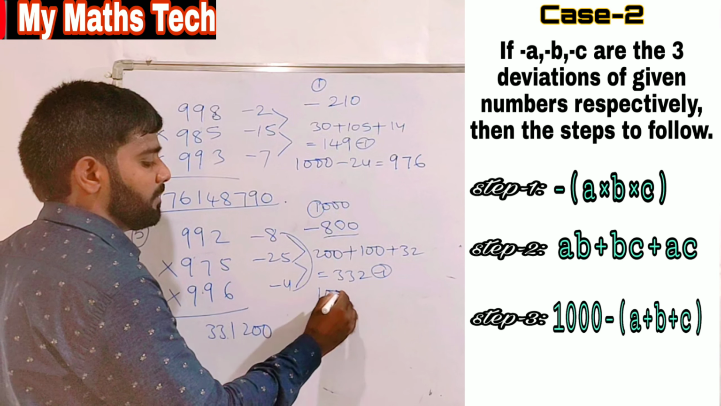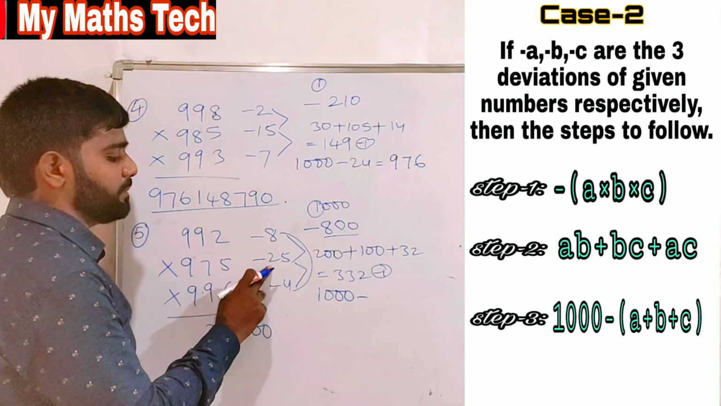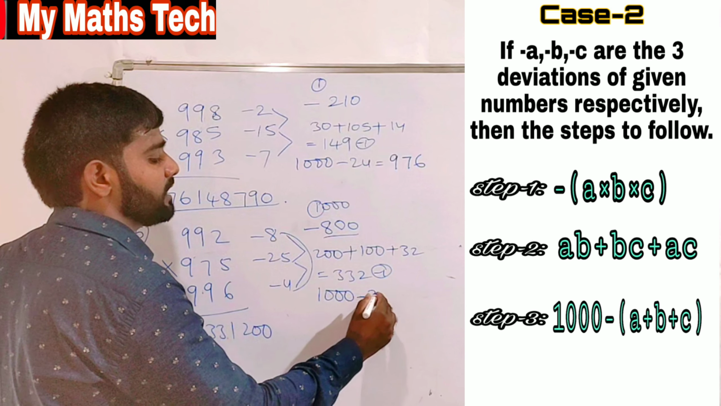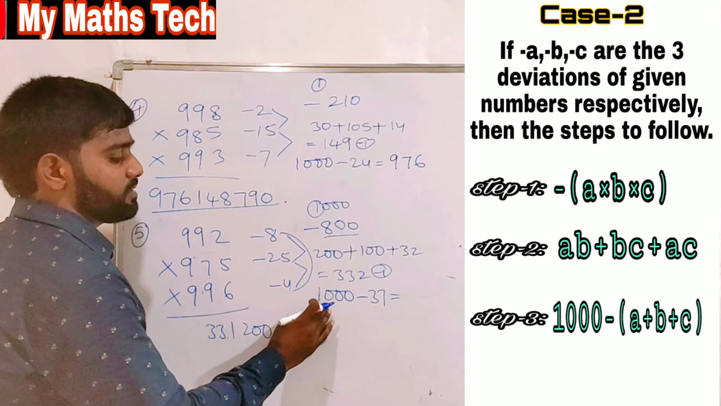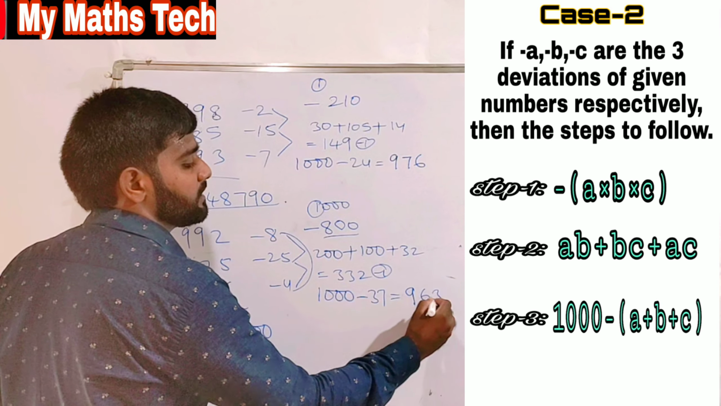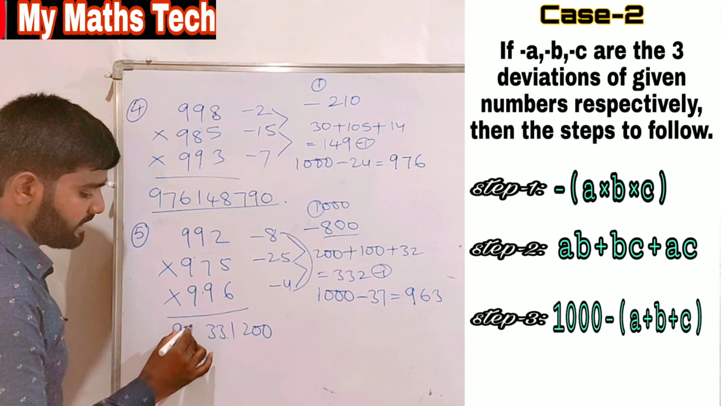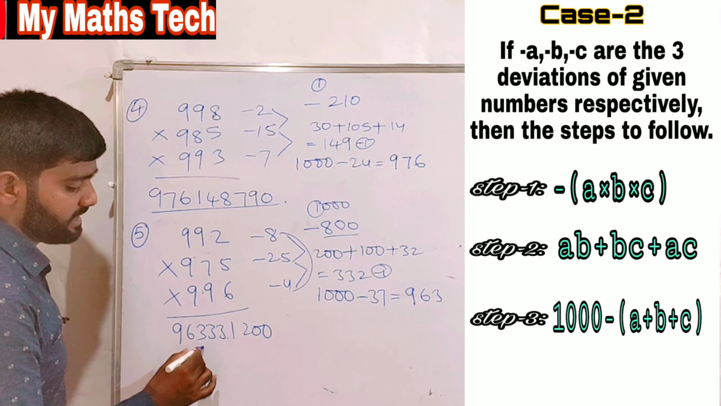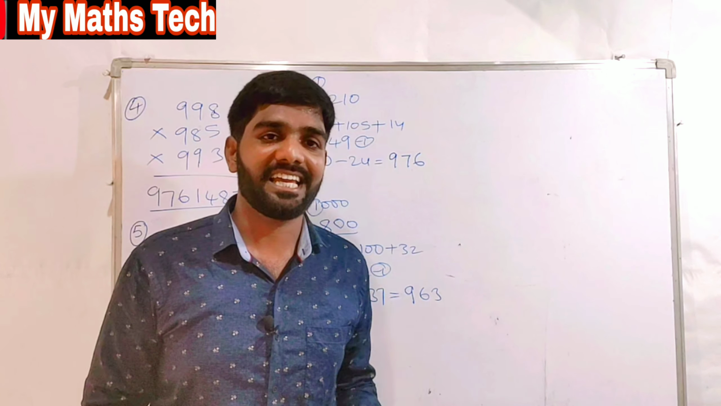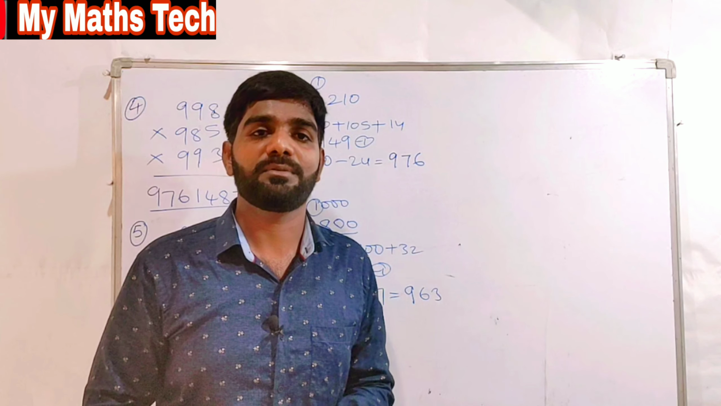And the last step, we have to subtract all the deviations from 1000. So 1000 minus the sum of the deviations: 8 plus 25 is equal to 33, plus 4 is equal to 37. That is equal to 1000 minus 37, which is equal to 963. Therefore, the answer is 963331200.